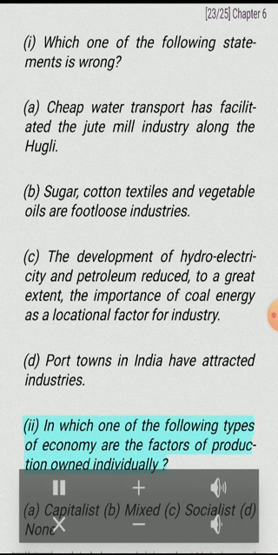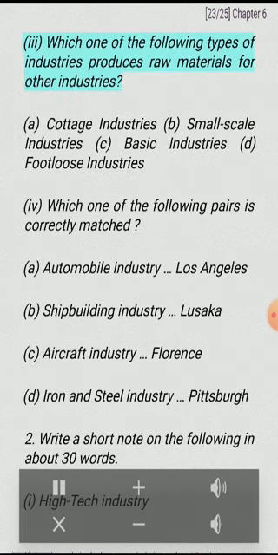II. In which one of the following types of economy are the factors of production owned individually? A. Capitalist. B. Mixed. C. Socialist. D. None. III. Which one of the following types of industries produces raw materials for other industries? A. Cottage industries. B. Small-scale industries. C. Basic industries. D. Footloose industries. IV. Which one of the following pairs is correctly matched? A. Automobile industry, Los Angeles. B. Shipbuilding industry, Lusaka. C. Aircraft industry, Florence. D. Iron and steel industry, Pittsburgh.